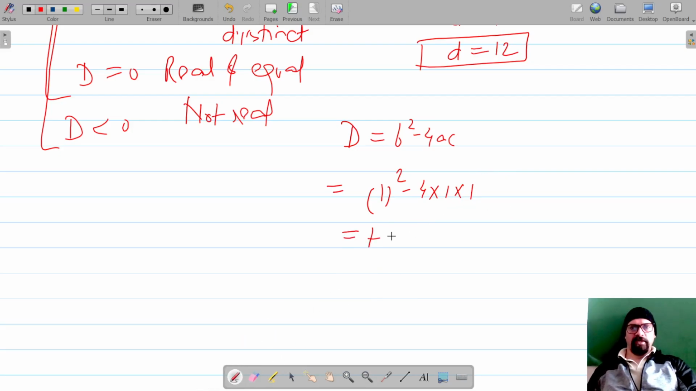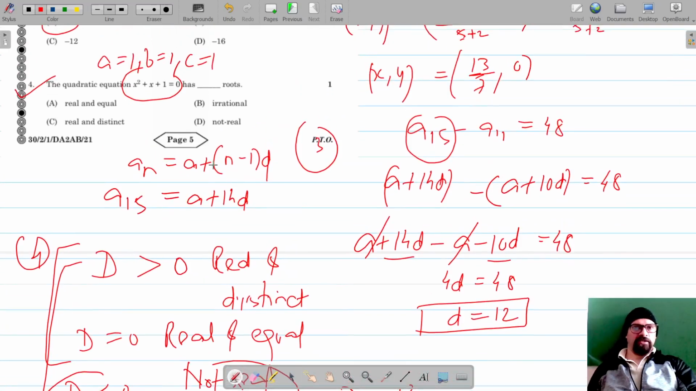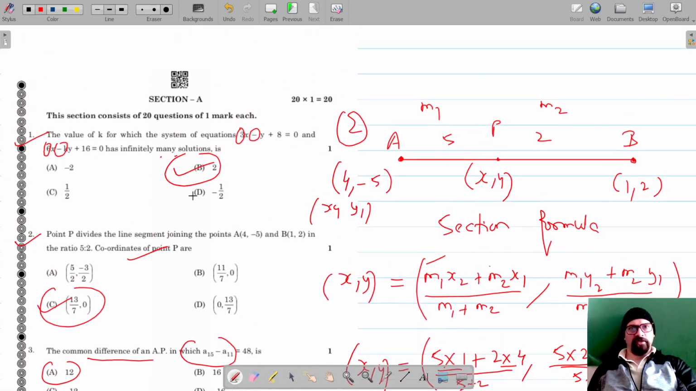Okay, this is 1 minus 4. 1 minus 4 is equal to minus 3, which is less than 0. Less than 0 means the roots are not real, and the correct option here is D, which is not real. Let's move on to the next page.